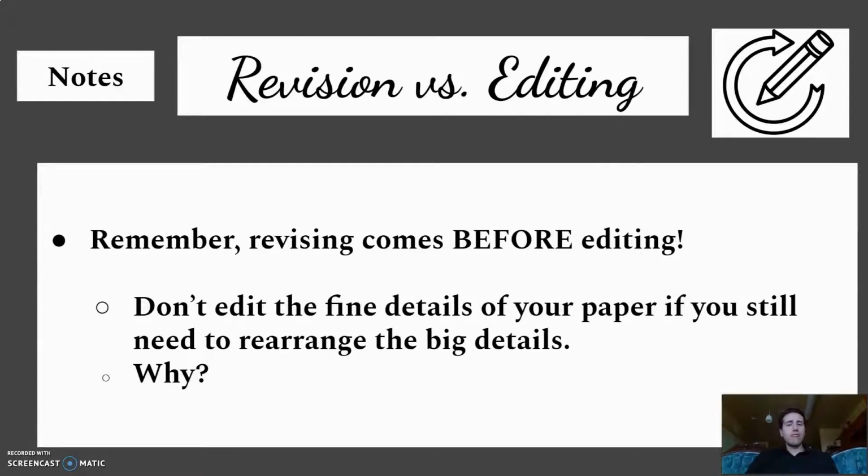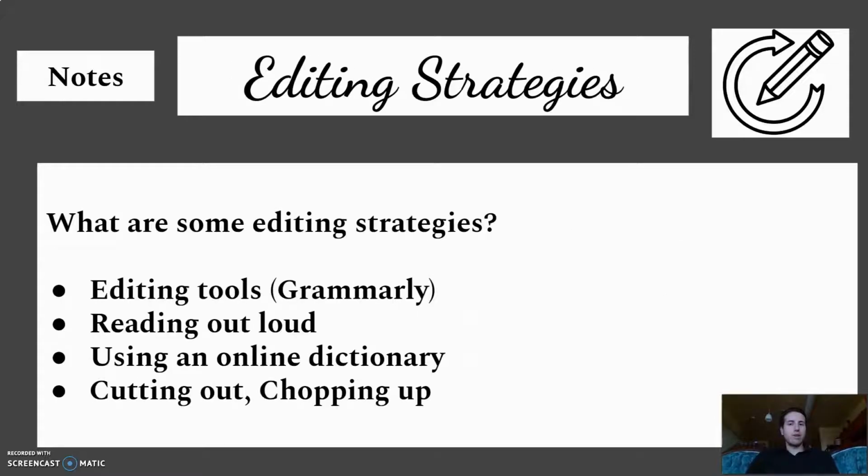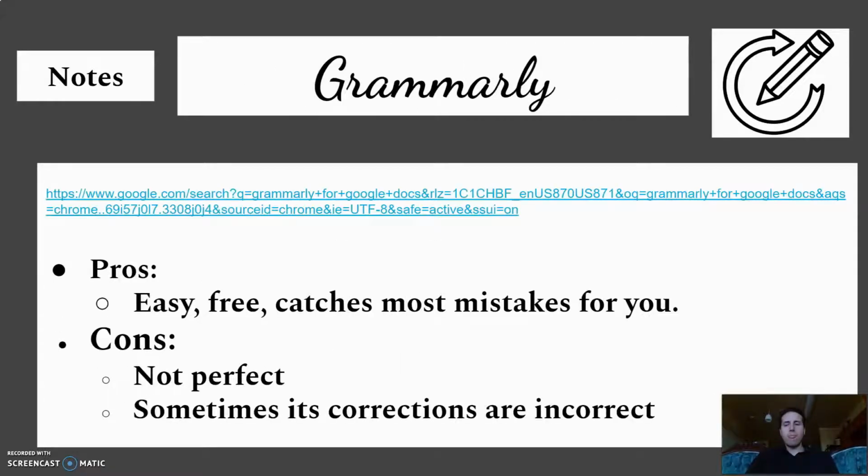So don't edit the fine details of your paper if you still need to rearrange the big details or have other people give you feedback, because when you rearrange those big details, often you're going to need to redo the editing anyway. So we have some editing strategies that we can use when we're editing our own writing. They include using editing tools like Grammarly, reading out loud to ourselves, using an online dictionary, and a little strategy I like to call cutting out and chopping up.